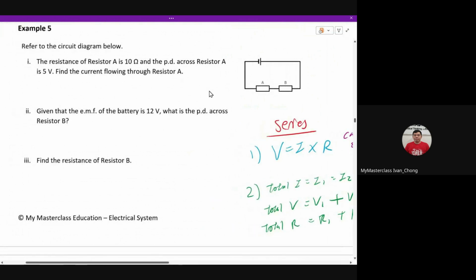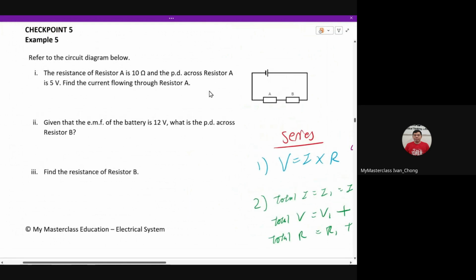So let's take a look at this and see how we solve. We know that RA is 10 ohms, and we know that VA is 5 volts. So what's the IA? IA is VA over RA. They must all correspond. So all we need to do is 5 over 10, 0.50. Current is amperes. Now, they tell me that this is 12 volts. This is total V. Total V is 12 volts.